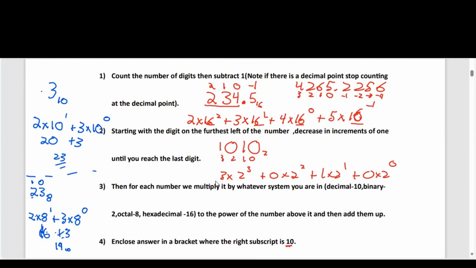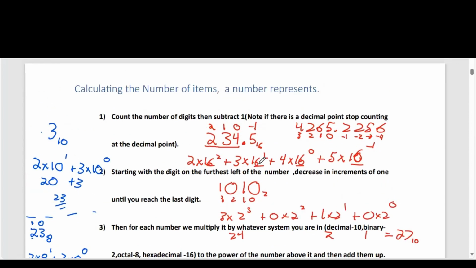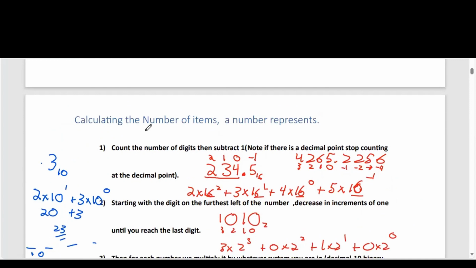Otherwise it's marked wrong. So like this one, if I do it quick, 2 to the power 3 is 8. 8 by 3 is 24. There's 0, there's 2, and there's 1. So 24, 26, 27. So the answer would just be 27. And you don't forget to put the little 10 at the bottom. Once you do all that together, that is the answer if they ask you to calculate the number of items or elements a number represents.